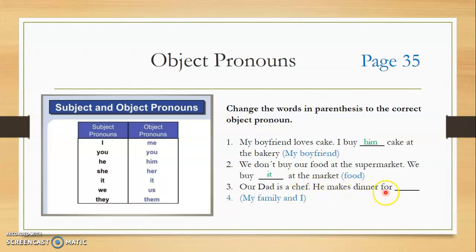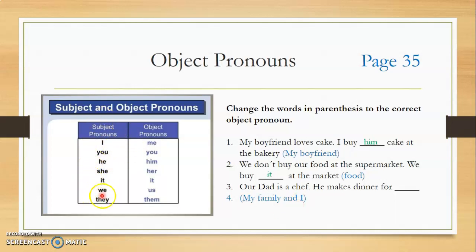He makes dinner for my family and I. Our dad is a chef. He makes dinner for, what is my family and I? Está hablando aquí mi familia y yo. Entonces está hablando del pronombre nosotros. We, okay? So, which one do we use?